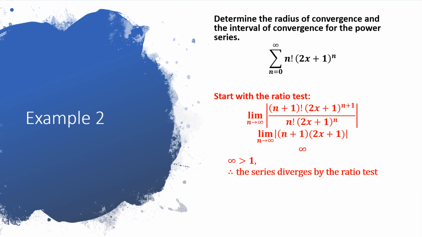Now remember, it's going to diverge everywhere except for where this function equals 0. And so our function equals 0 at -1/2. If I took my 2x plus 1 and set it equal to 0, I would get x equals -1/2. So I know my radius of convergence is 0, and my interval of convergence is a single number, so I write it in curly brackets: {-1/2}.